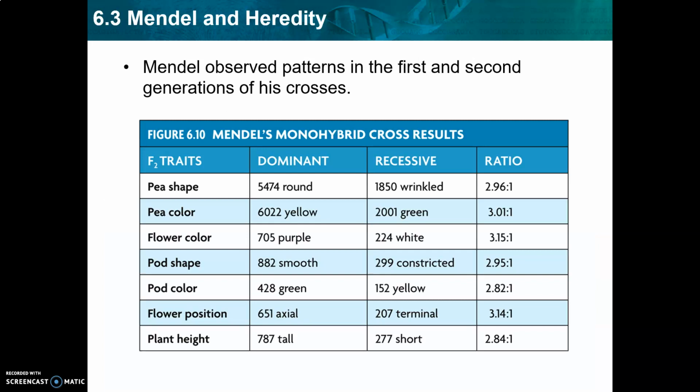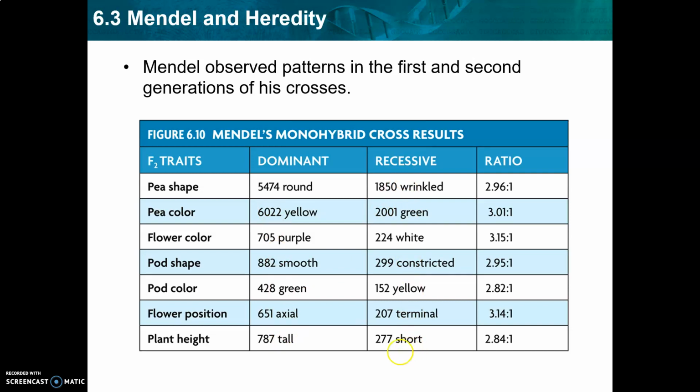The patterns that he noticed were true across all of these different characteristics. So we talked about flower color, but look at these other characteristics about the shape and color of the peas or the shape and the color of the pod. No matter what characteristic he was studying, he always saw a 3-to-1 or approximate. Remember, this is actual real science, so it's not going to come out to be a perfect number, but it was always approximately a 3-to-1 ratio of dominant phenotype to recessive phenotype.